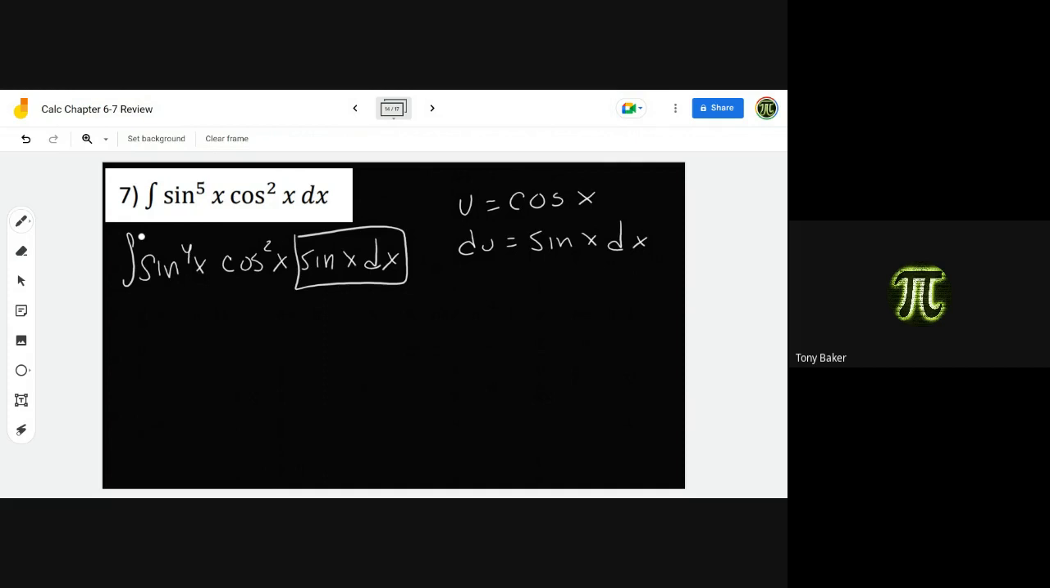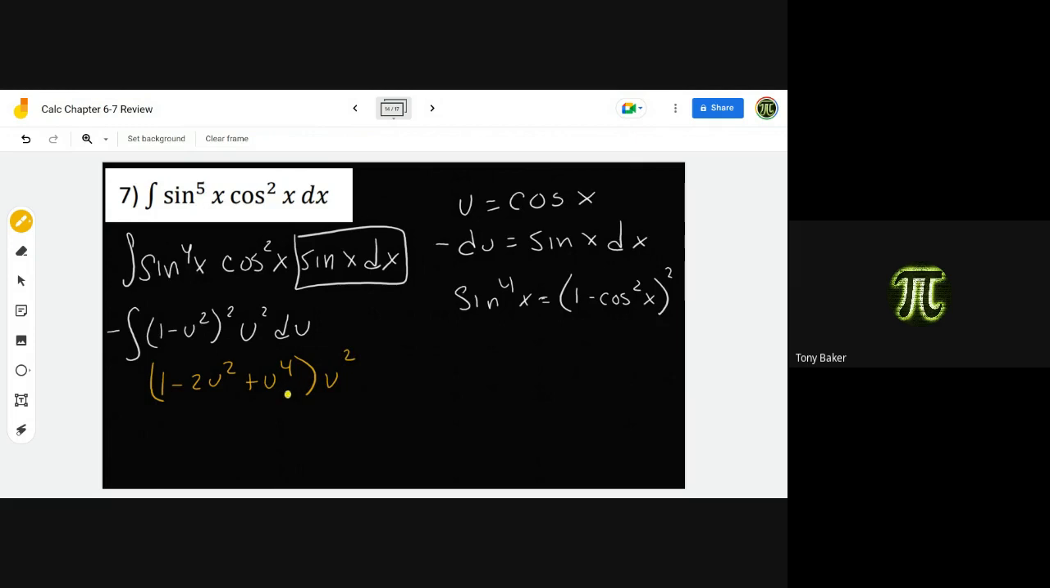So now what do I do with that sine to the fourth? 1 minus cosine squared, so that's 1 minus cosine squared x, squared. I think it's negative sine x. You're right, Liz. We pull out the negatives. So we just pull out the negative sign. All right. So we got negative the integral of 1 minus u squared squared times u squared du. So I've got 1 minus 2u squared plus u to the fourth times u squared. So u squared minus 2u to the fourth plus u to the sixth.